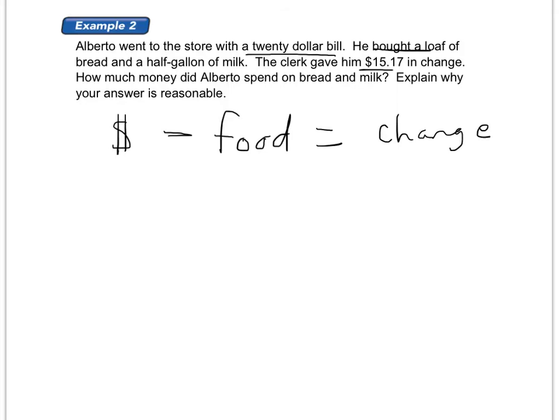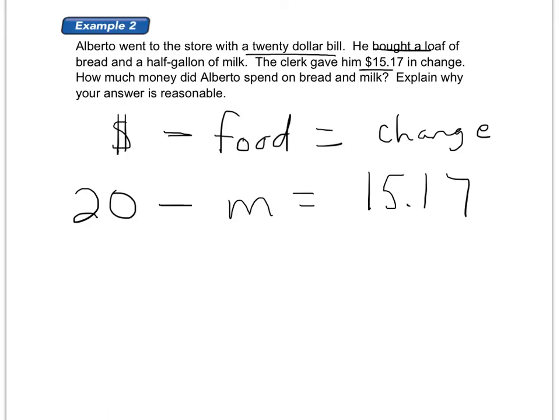Okay, so Alberto went to the store with a $20 bill. He's going to subtract some amount of money. Isn't that what we're trying to figure out, how much money he spent on bread and milk? So I'm going to put, oh, I don't know, an M for money. And that's got to equal his $15.17 in change.